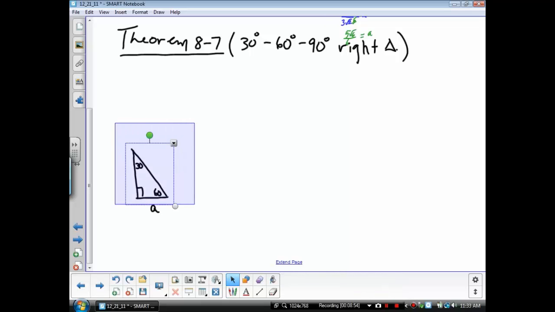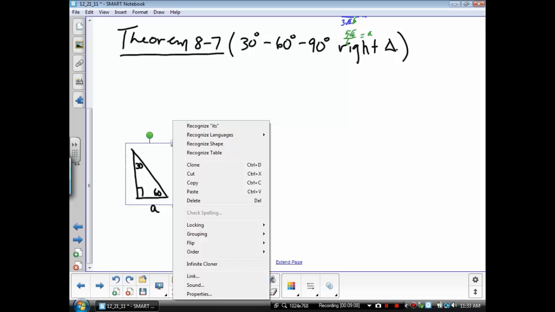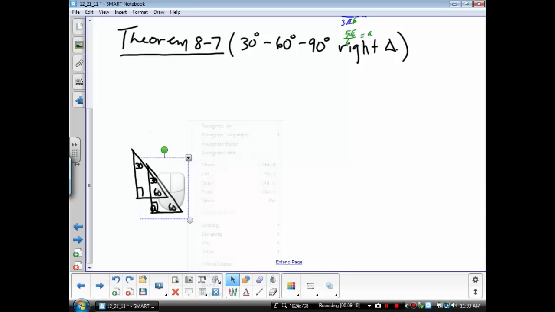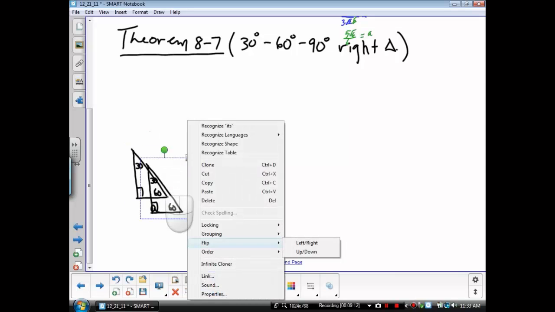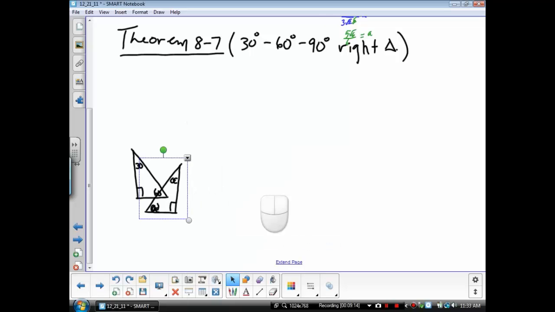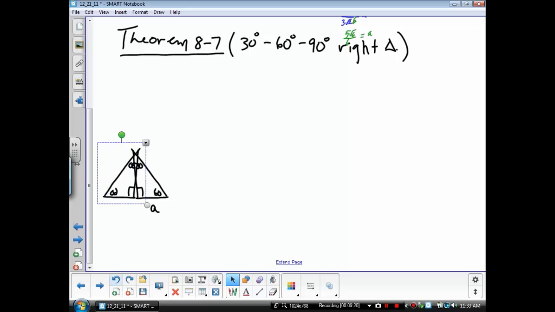Now, if I clone this triangle here and then flip it so that it's back to back with that triangle, what type of triangle will I have? Yes. So I do that, and because I can't draw a beautiful right triangle, it doesn't look beautiful, but what we should have there is an equilateral and equiangular triangle.